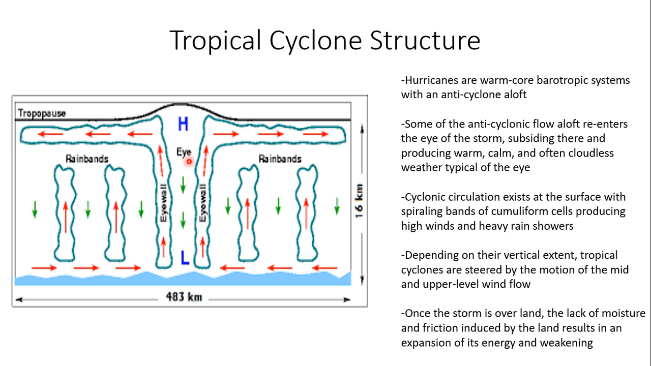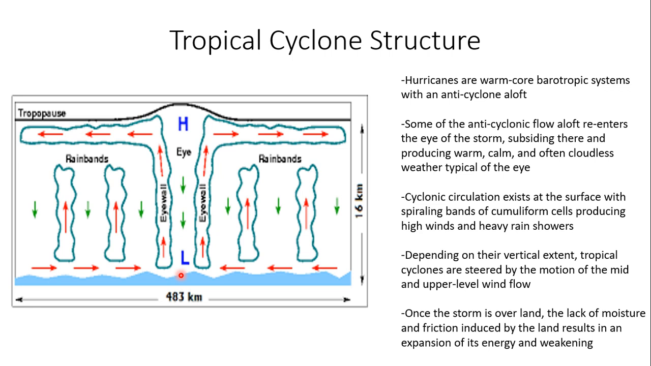So you get generally warm, calm, and often cloudless weather in the eye. If you're on the Earth's surface beneath the eye, people have been fooled before in the past where they have one side of the hurricane hit and then the eye comes overhead and they think the storm's completely over. Unfortunately, that's not the case, because then the other side of the eye comes in and the weather goes downhill relatively quickly again.